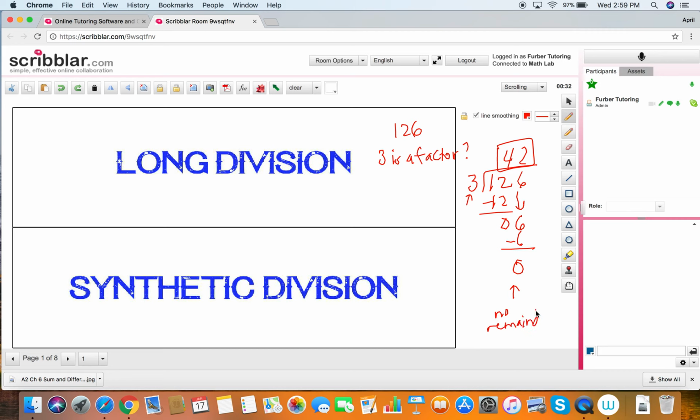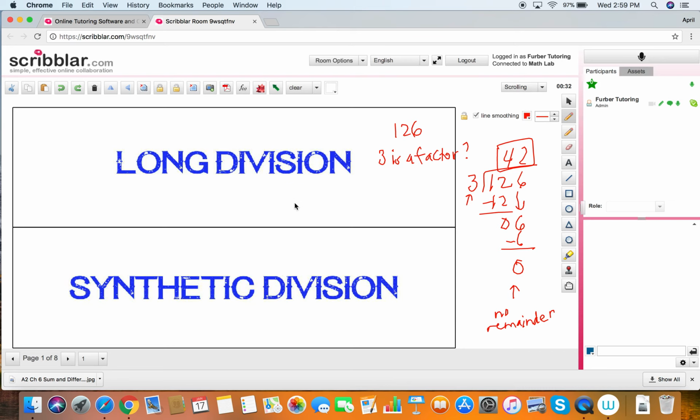So what we're basically going to be doing is determining whether or not a polynomial is a factor of a larger polynomial. And we can do that by using two different division methods. One of them is to use a process similar to long division that you've used before. The process is the same, but we're dealing with polynomials, and that's called long division.